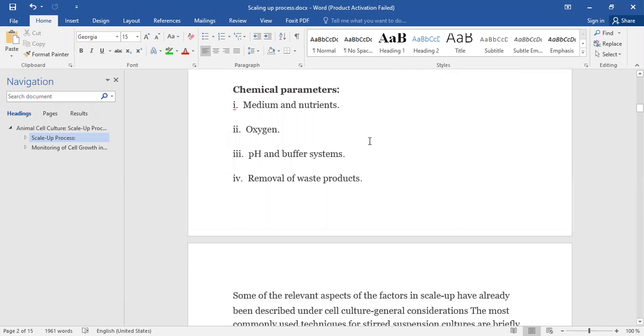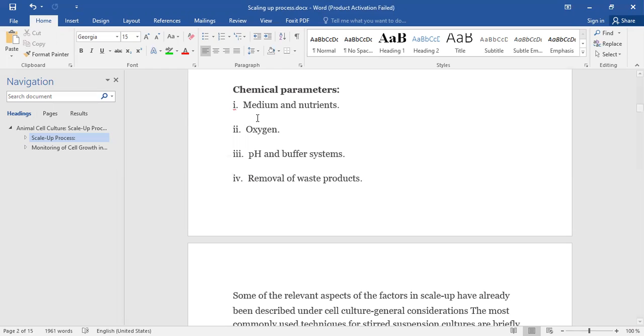The chemical parameters, in which the first important parameter is the medium and the nutrients which we are providing to the cells. If we are not providing enough and suitable medium, the cells will not grow properly. They will not divide on a regular basis. Okay, so for that constant cell division, we need appropriate culture media and the required nutrients on a regular basis.